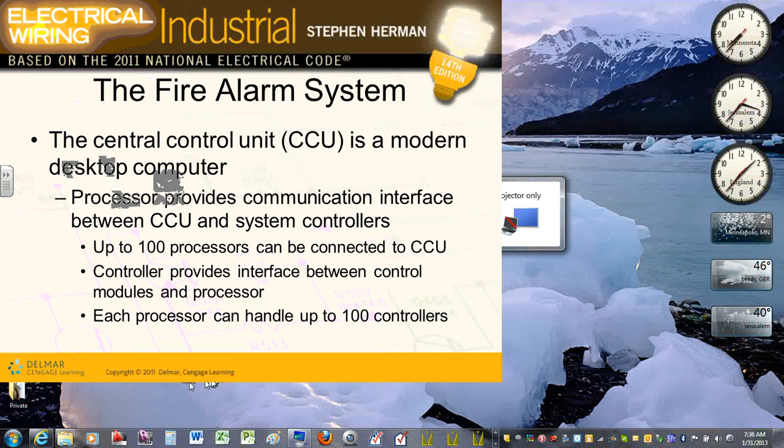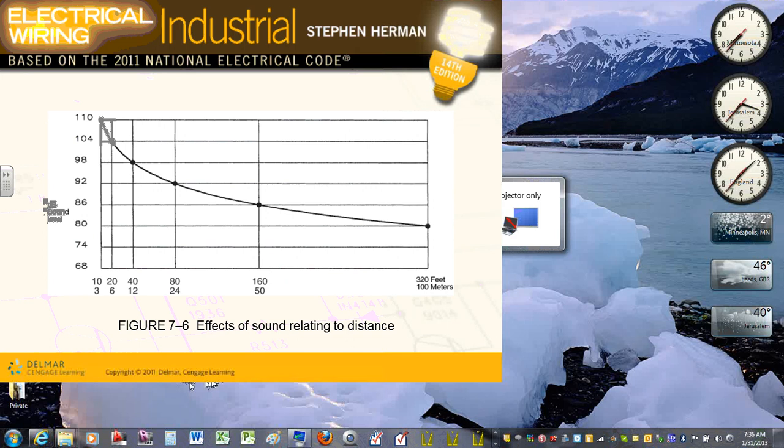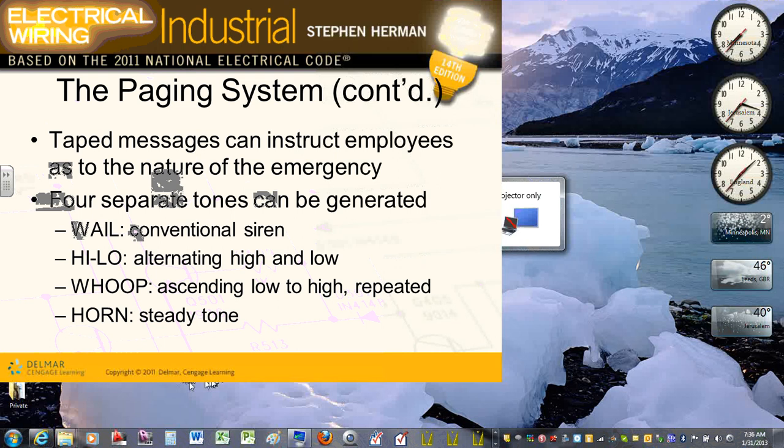If I am to summarize the paging system with one little thing, this is the best care, guys. Be aware of that. 6 decibels every time you double the distance. That's all. If you can't maintain that one, you have to build a wall. Right? That becomes a big deal with generators.